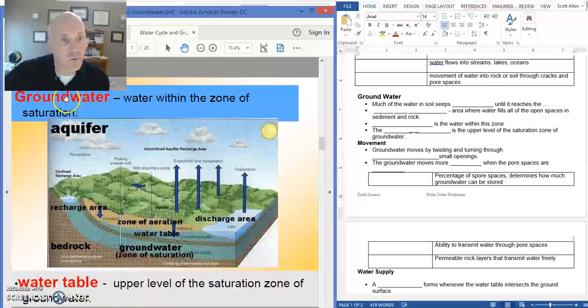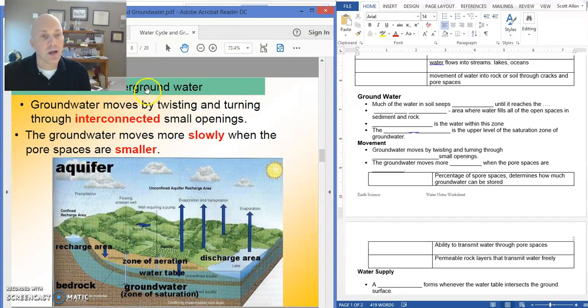So what is groundwater? Groundwater is just the water that is contained within that zone of saturation. Okay. And again, there's this term water table. Water table is that boundary between the zone of saturation and the zone of aeration.